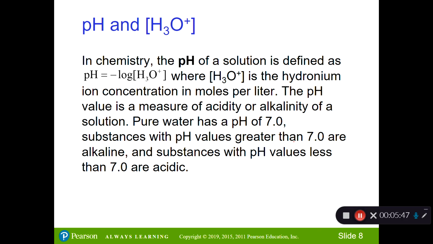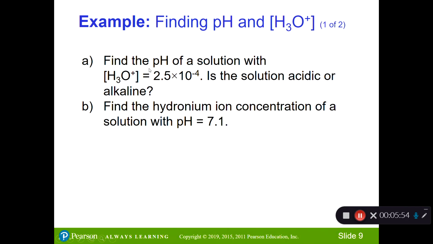Substances with pH values greater than 7 are alkaline, and less than 7 are acidic. Let's find the pH of a solution with our ion concentration being 2.5 times 10 to the negative 4 and classify it as acidic or alkaline. Then let's find the hydronium ion concentration of a solution with pH equals 7.1.